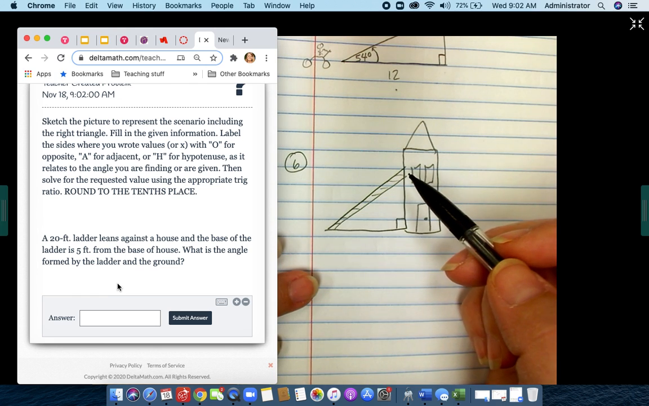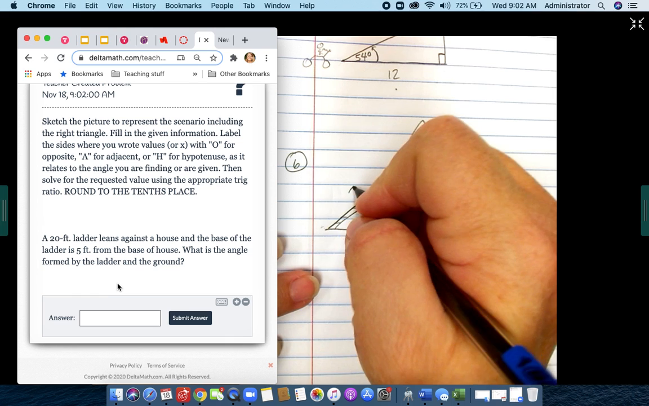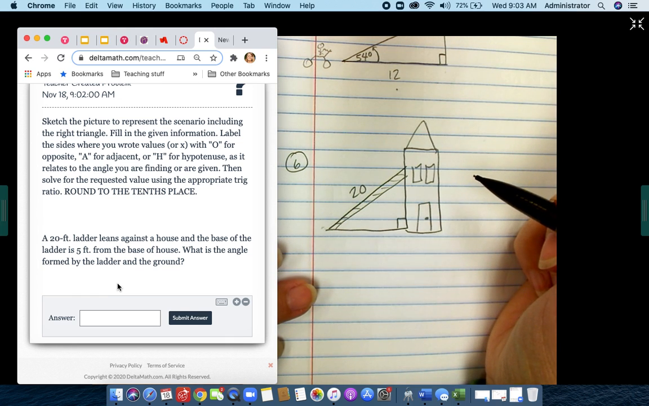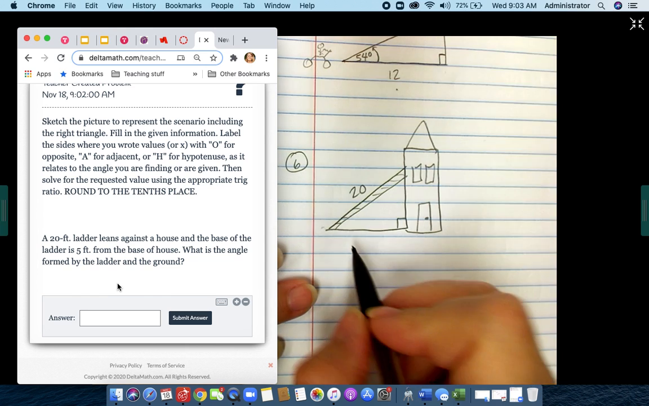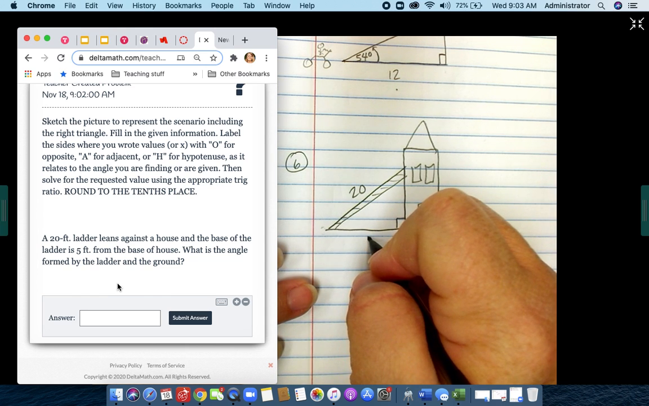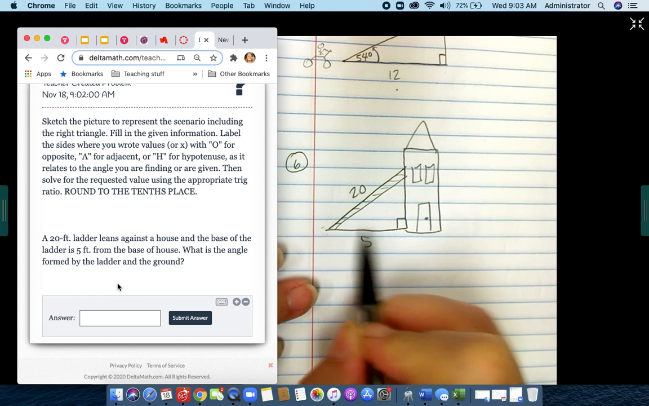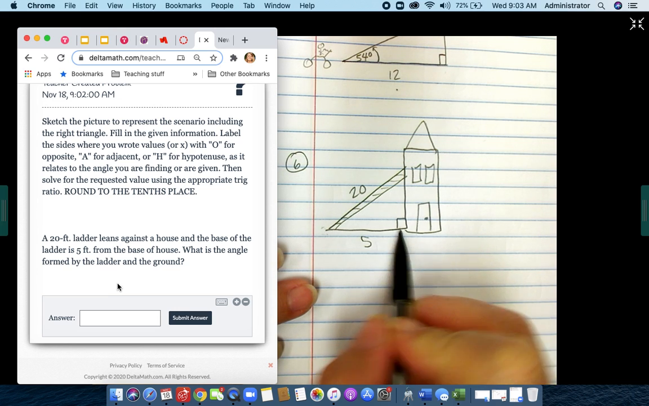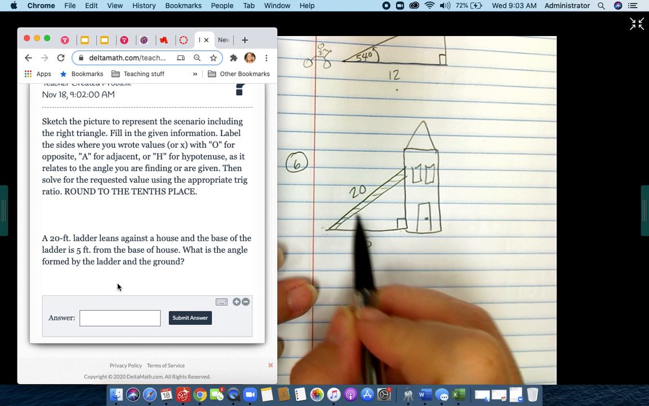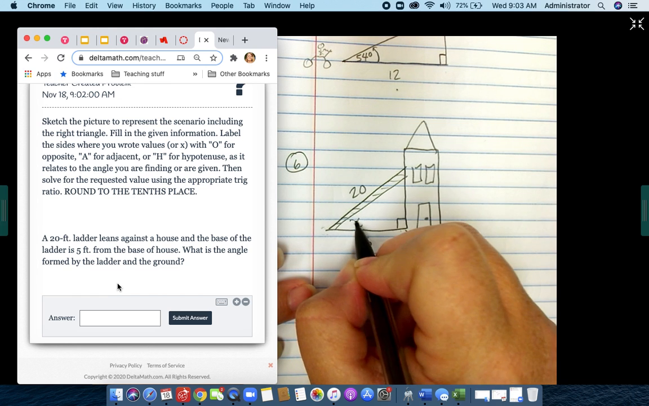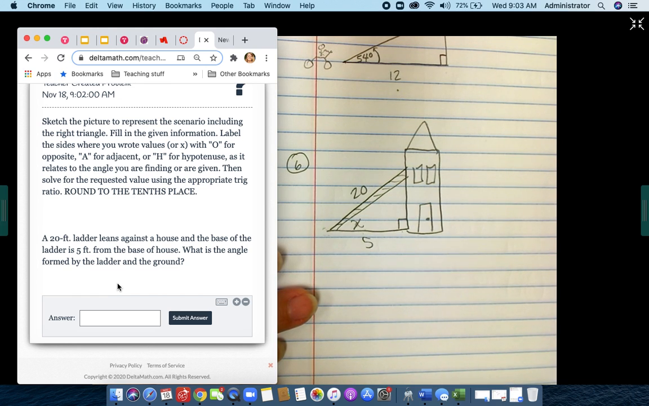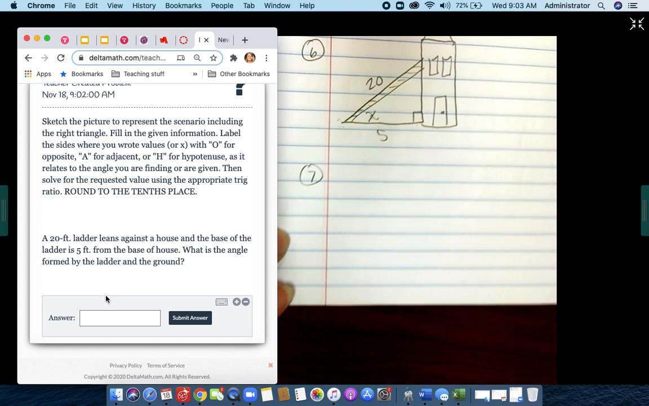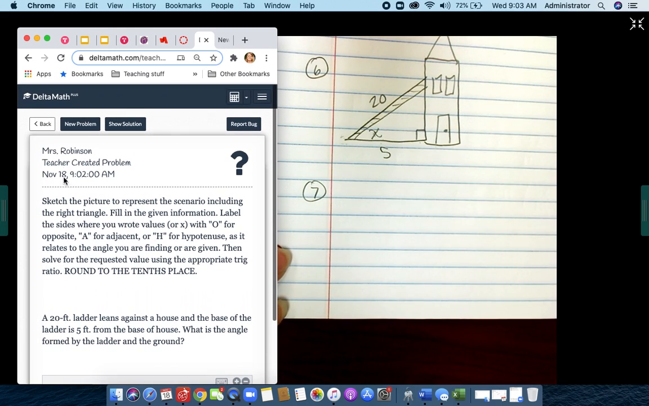So we got a ladder leaning up against a house. What does it say? It says the ladder is 20 foot. So that tells me to put the 20 there at the hypotenuse. And the base of the ladder, base is bottom, is 5 feet from the base of the house. What is the angle formed by the ladder and the ground? So that means, what is this angle? All right. So your job is to continue to solve that and input your answer.